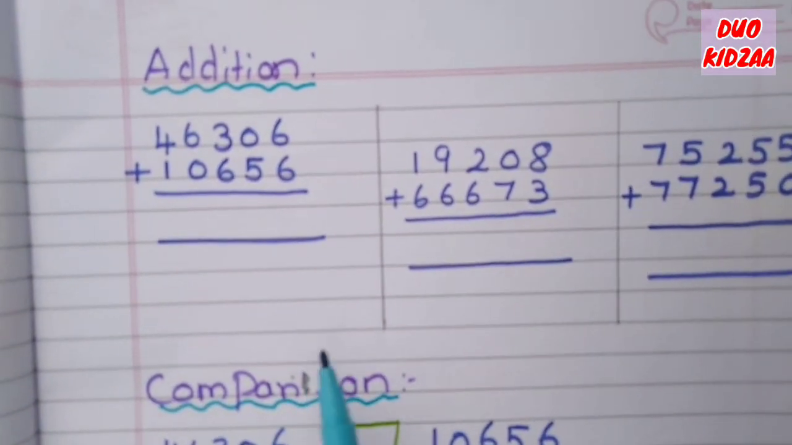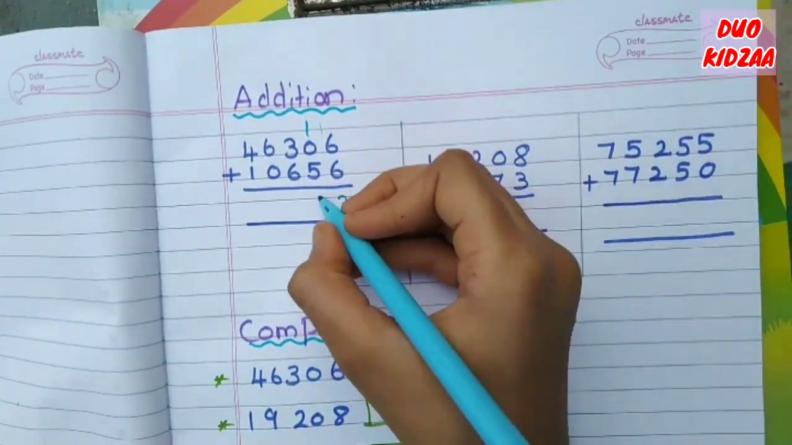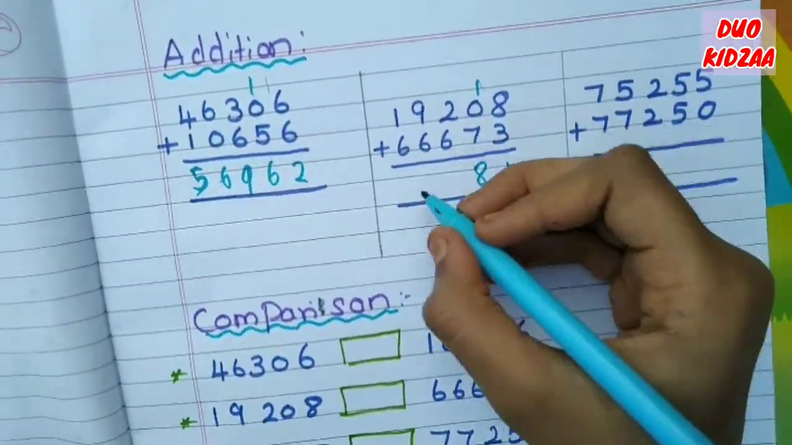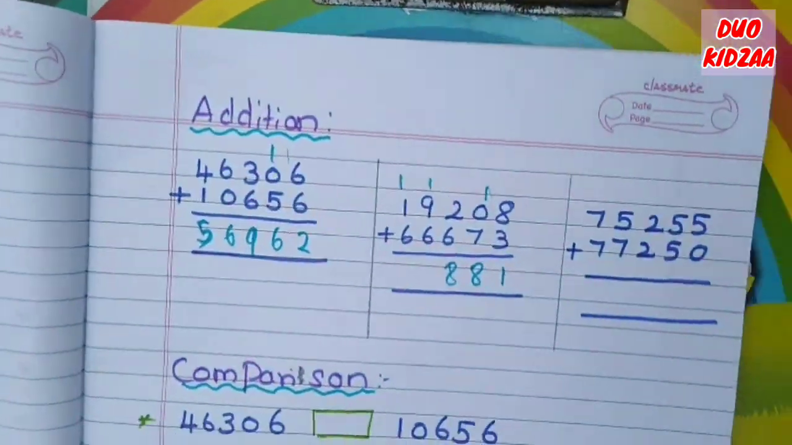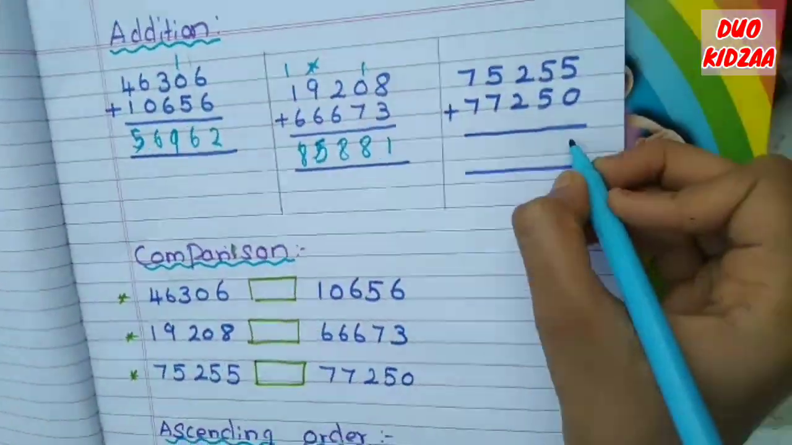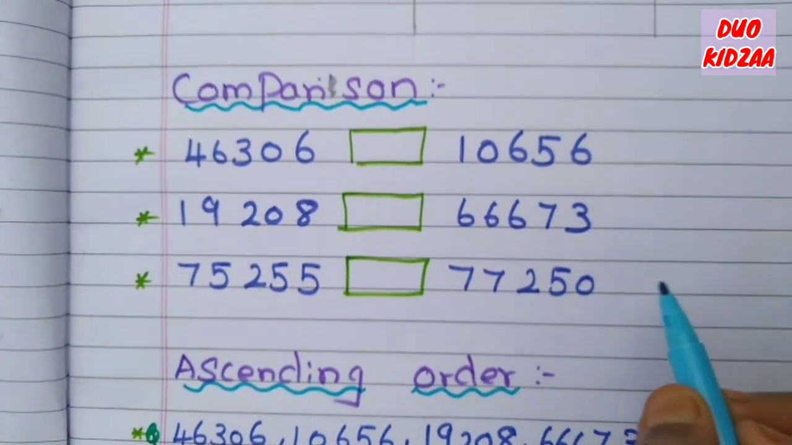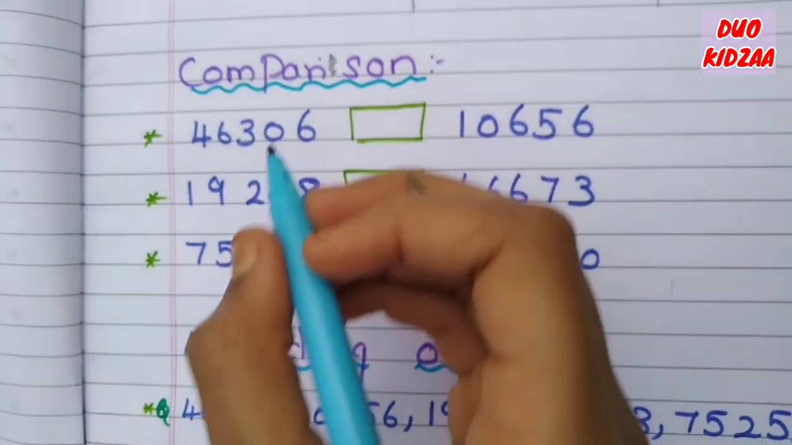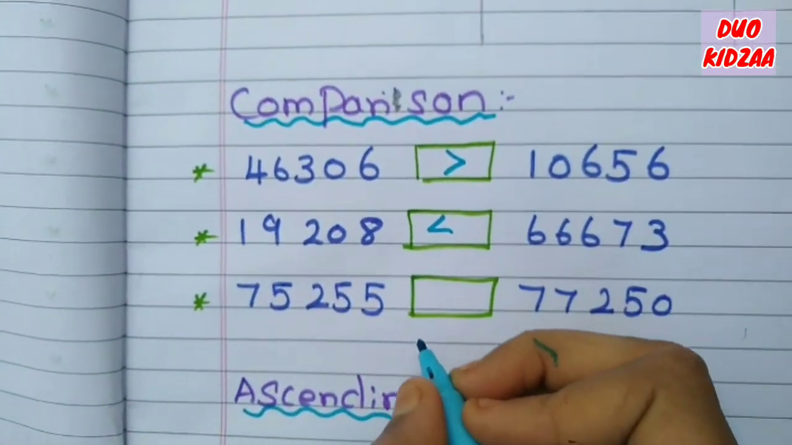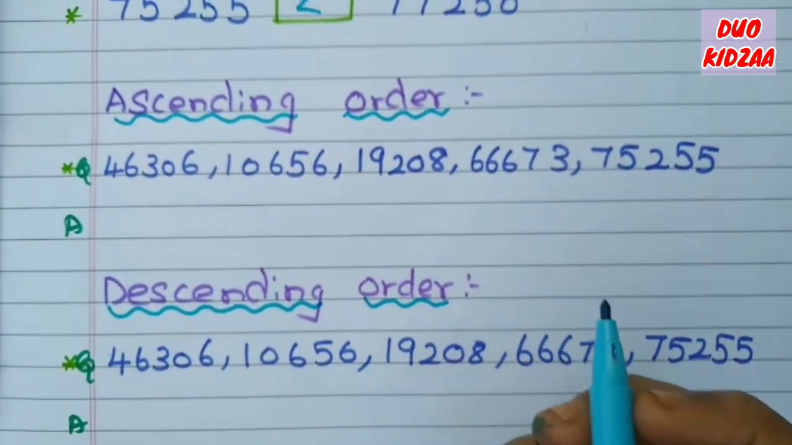Now we are going to do addition for these 3 numbers. Now let's do comparison of these 2 numbers. Now let's do ascending order.